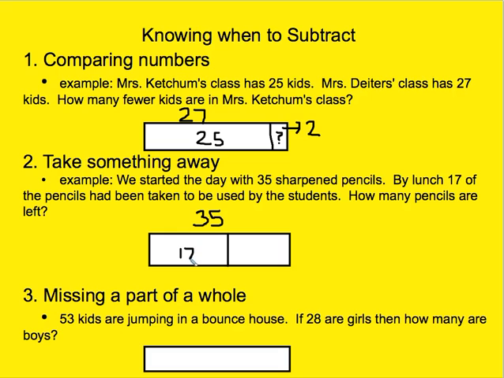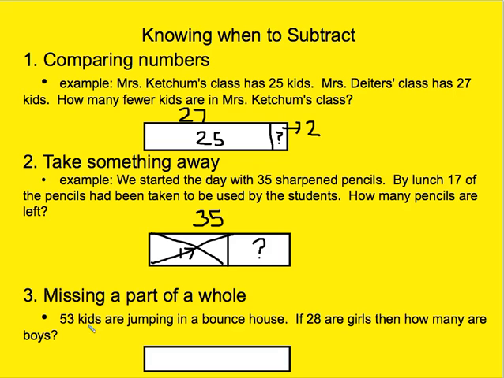If it helps you to visualize, you can even X those out so you realize that those are the ones that are missing. It's this other smaller portion that we're trying to figure out. To solve this problem, then, I would take my total of 35, subtract out the 17 that have been missing, and that should leave me with my last little piece. The last time when you want to subtract is when you're missing a part of a whole.